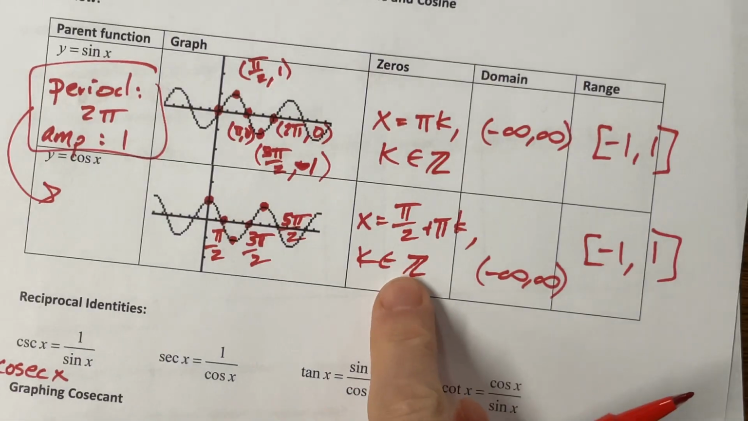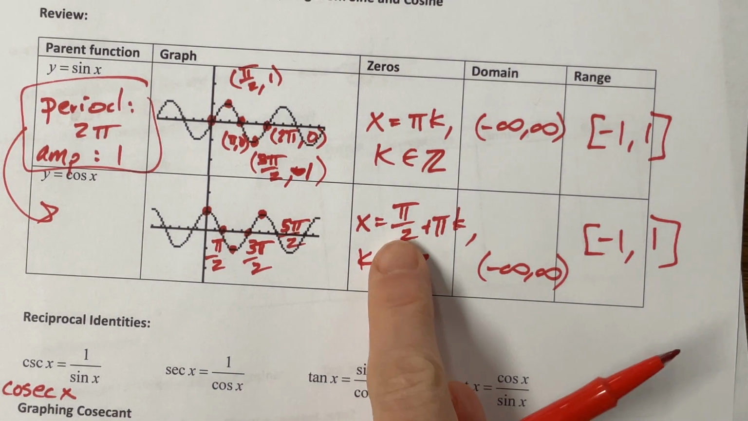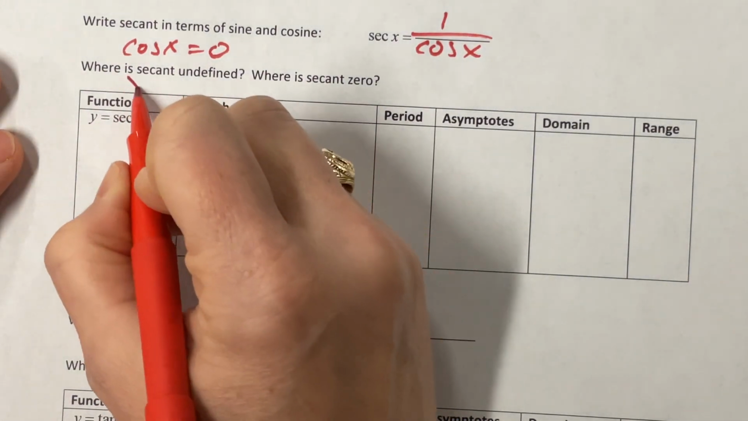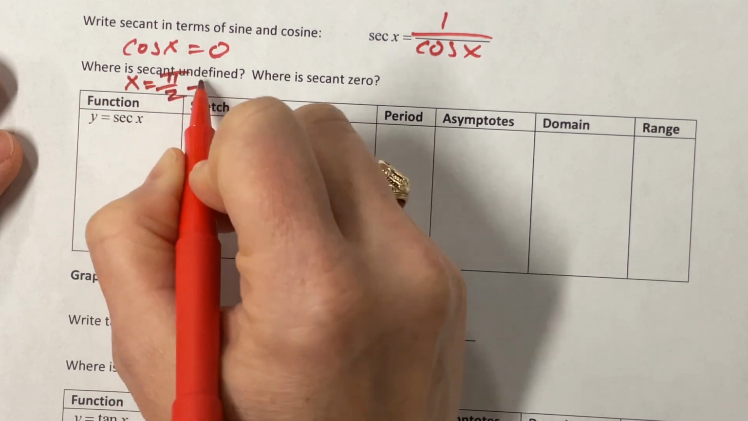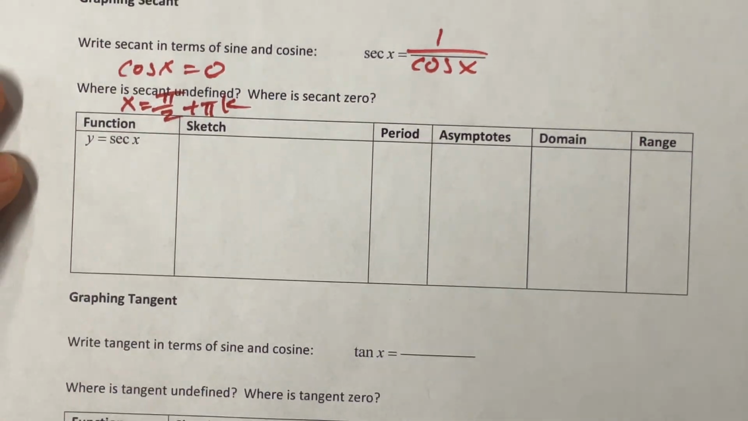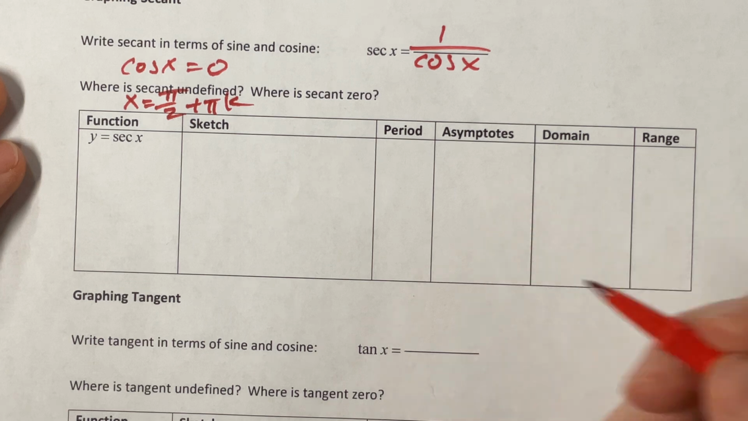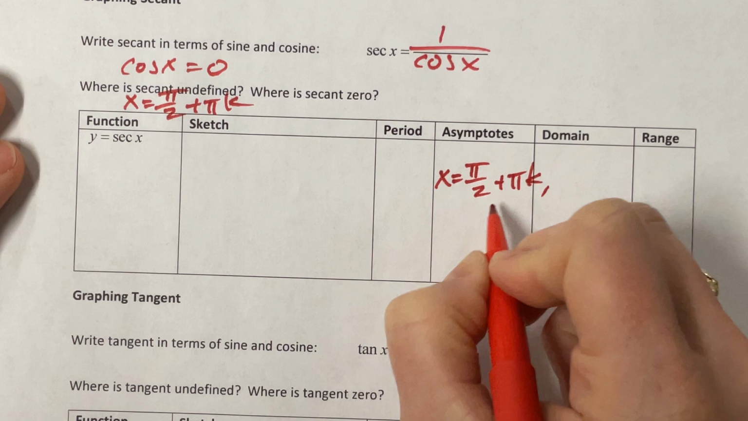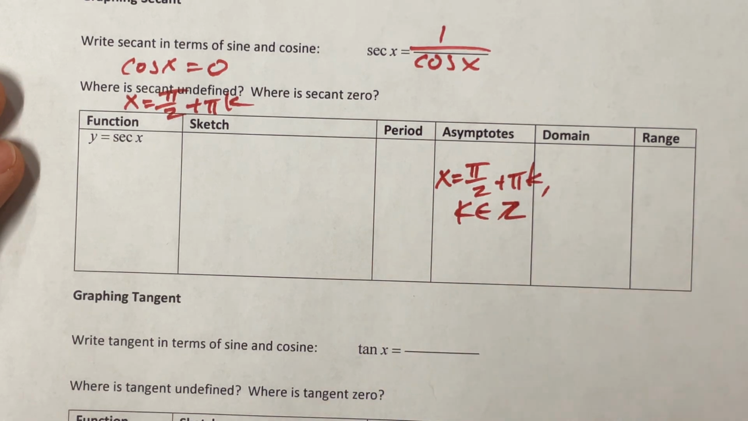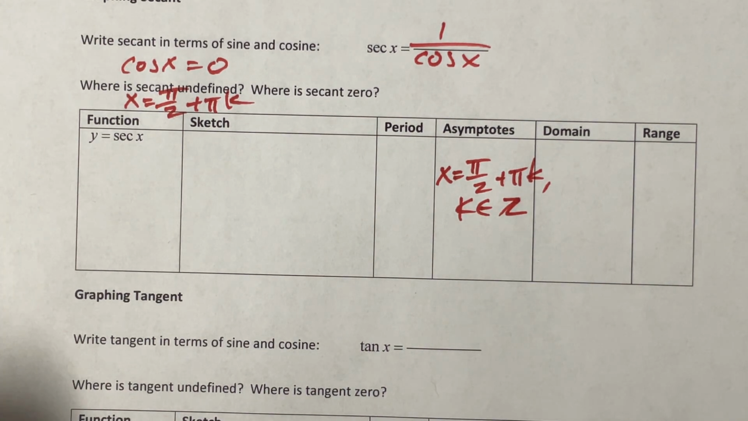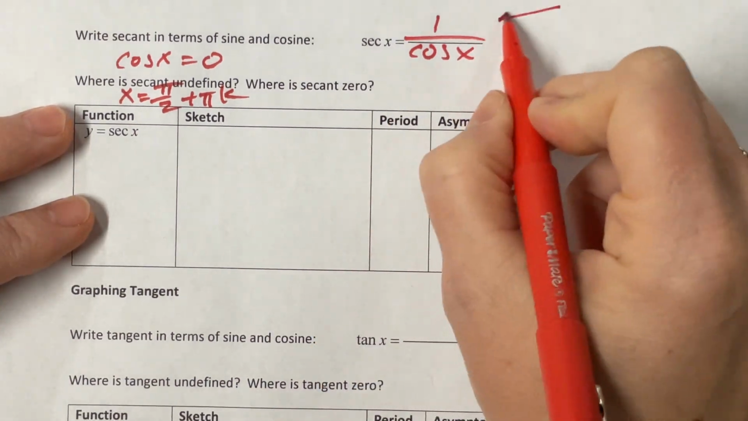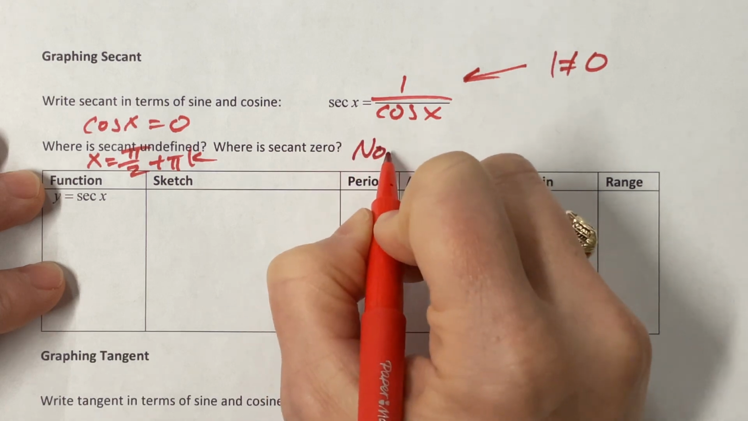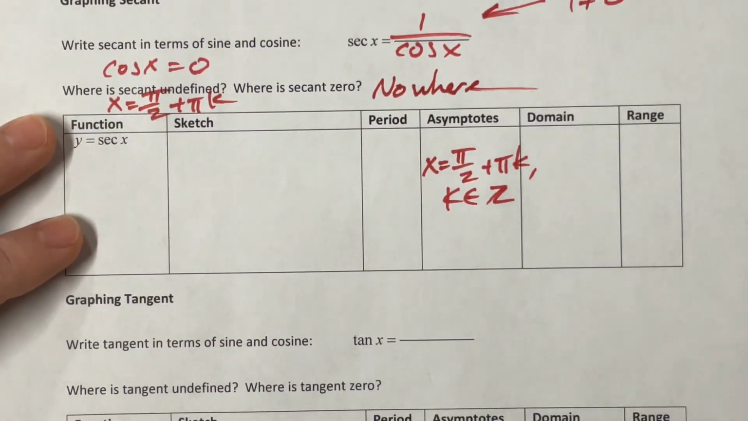Oh, wait, we did. Cosine has zeros at pi over 2 plus pi k. So secant is undefined when x equals pi over 2 plus pi k, and my asymptotes are going to be where those zeros are. x equals pi over 2 plus pi k. Technically, we should say k is an element of the integers. And where is secant 0? Same idea from before. 1 cannot equal 0, so nowhere. However you want to answer that question.